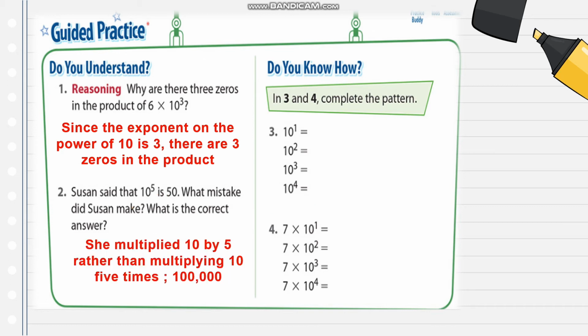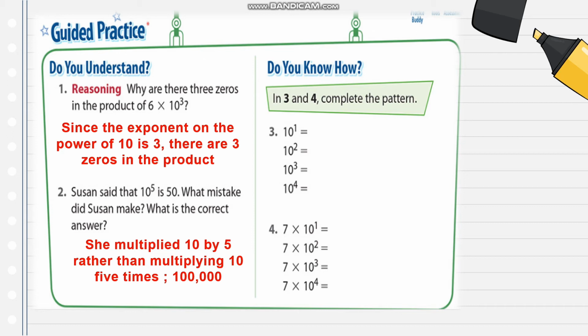She multiplied 10 by 5 rather than multiplying 10 five times. That's why she got 50. But the correct answer is equivalent to 100,000. Now, let's complete the pattern.